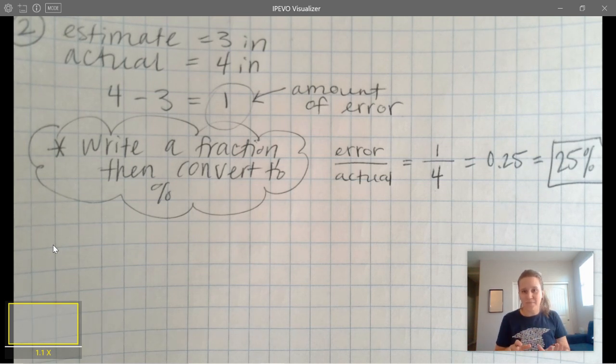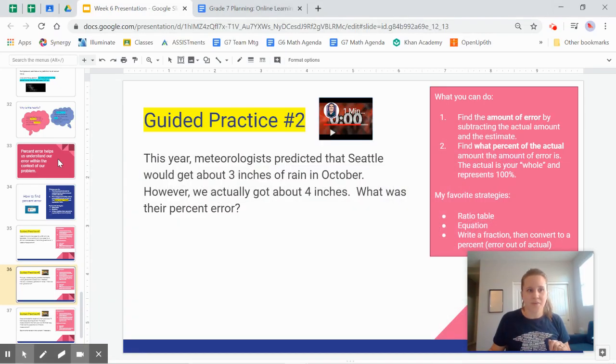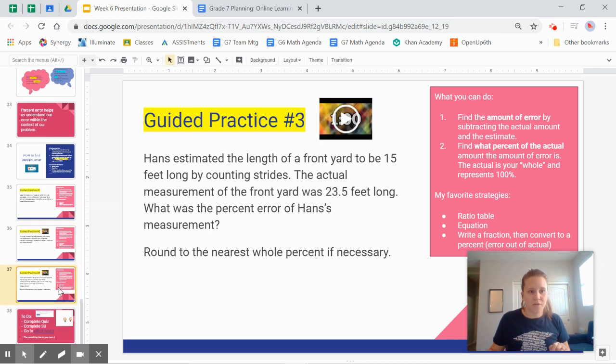Okay, pause here to update your paper if you need it. We're going to do one more question together. And in that question together, you can feel free to use this strategy if you would like. Awesome. Question 3.